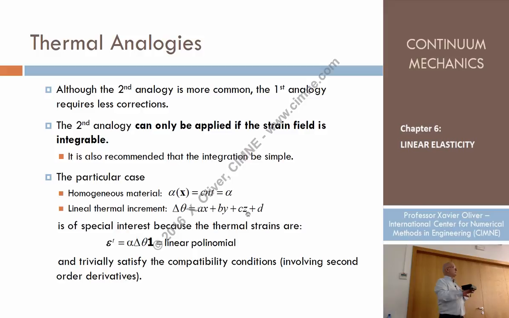But in general, when you do measurements, and if the width of the deck is large, they are not linear. Or maybe temperatures are linear, but imagine that you have a mixed bridge made of steel and concrete. Is alpha, the expansion coefficient, homogeneous? No. So in those cases, I can tell you that the second analogy is not applicable. Let's see other structures where temperature plays a role.